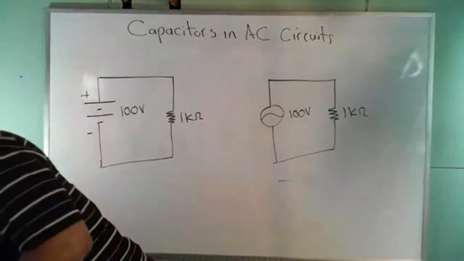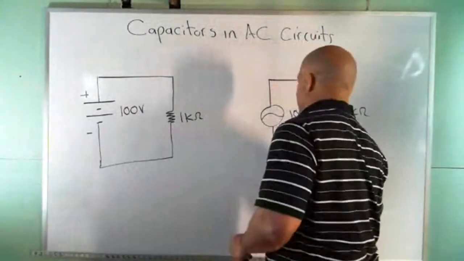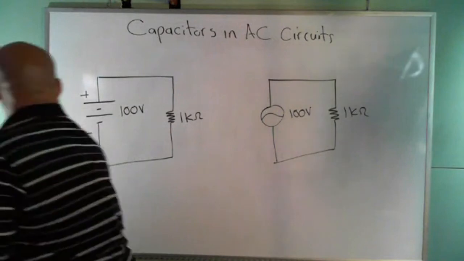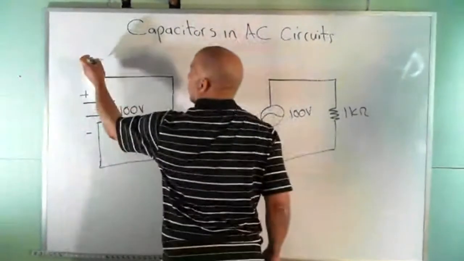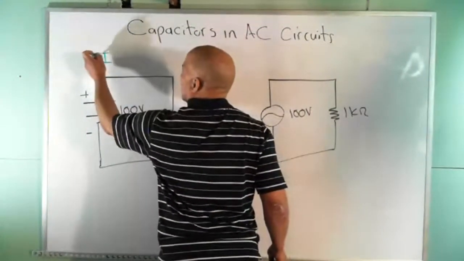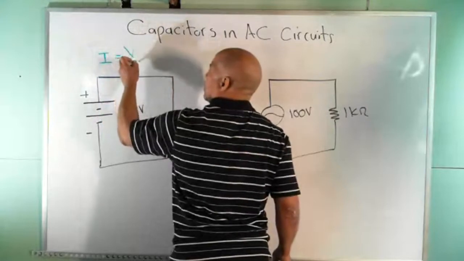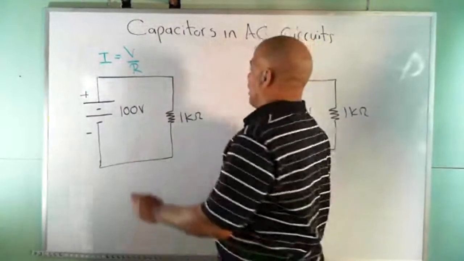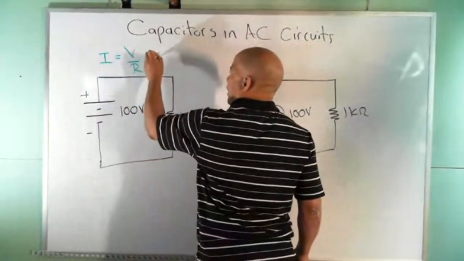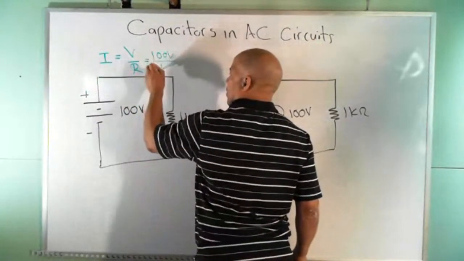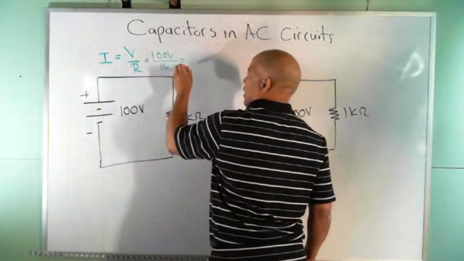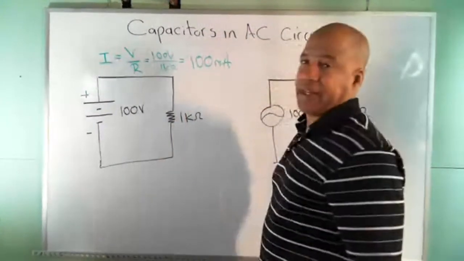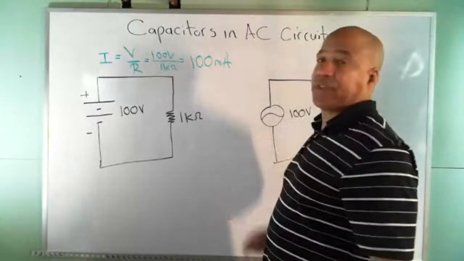So if I want to find the current in both of the circuits, it's exactly what you think. Current equals voltage over resistance, this opposition called resistance. For this circuit, it's just 100 volts over 1K, which gives me 100 milliamps in the DC case. But what if I want to find the current in the AC circuit?